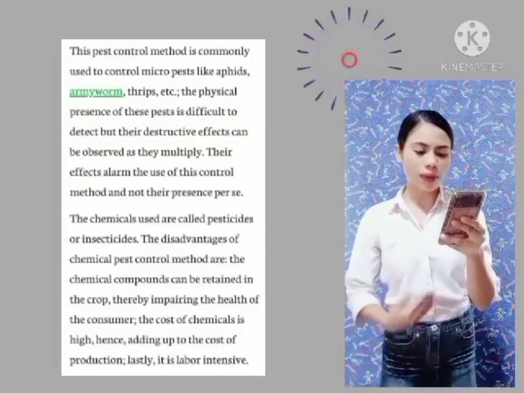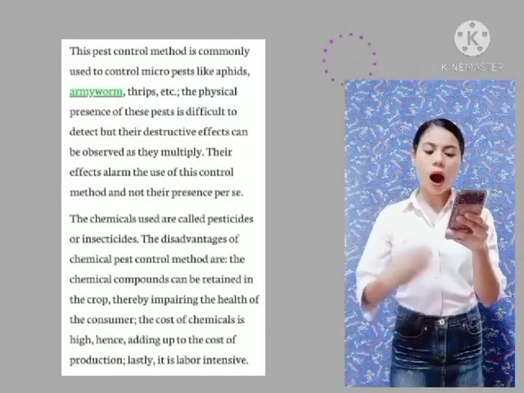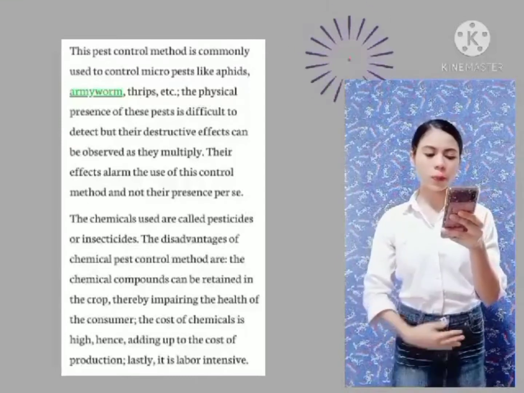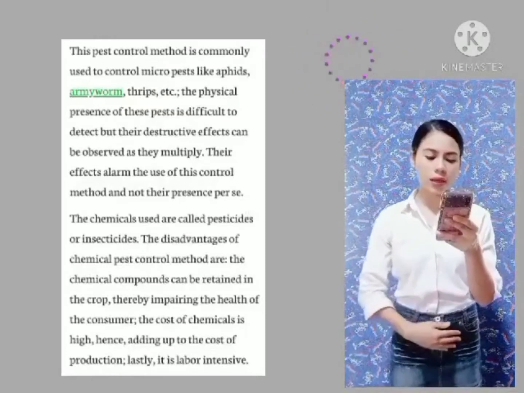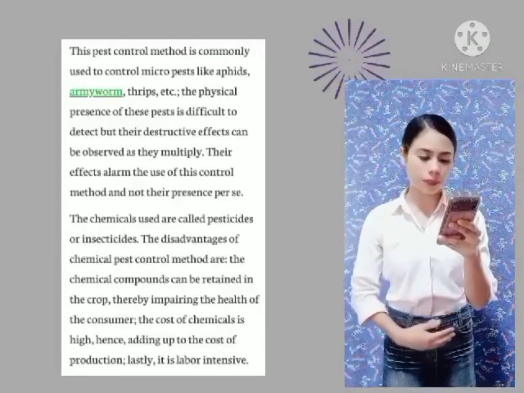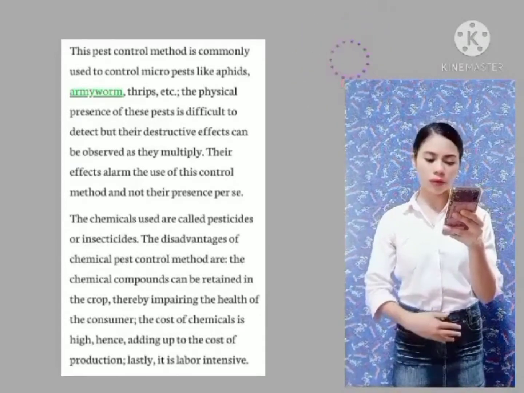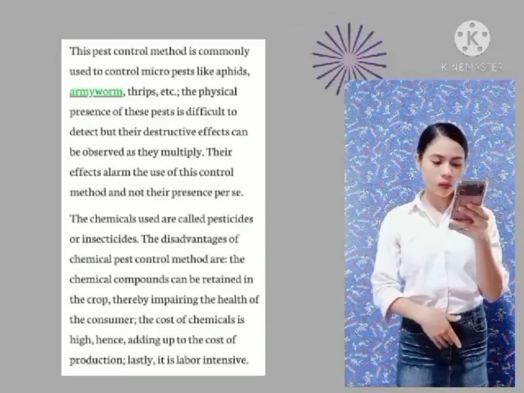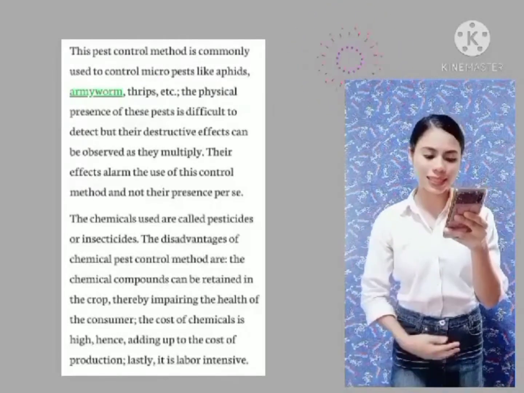This pest control method is commonly used to control micropests like aphids, armyworm, thrips, and etc. The physical presence of these pests is difficult to detect, but their destructive effects can be observed as they multiply. Their effects alarm the use of this control method and not their presence per se. The chemicals used are called pesticides or insecticides.